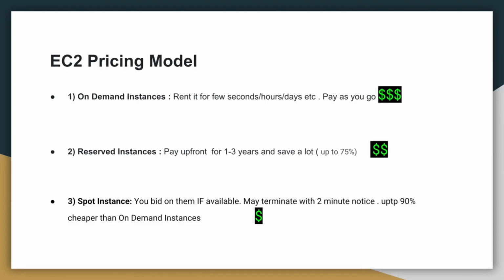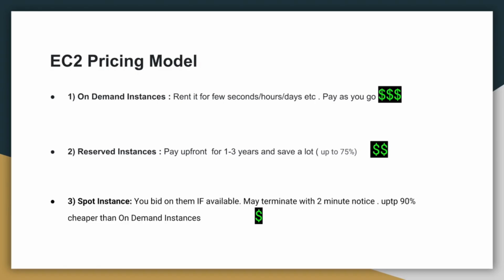Now, these are spare capacity that AWS has at any time. If there are some spare servers, then you get an opportunity to bid on them. You can use them, but AWS can terminate your instances with a 2-minute notice. And because of this arrangement, you get up to 90% discount on the cost of EC2 spot instances compared to on-demand instances.